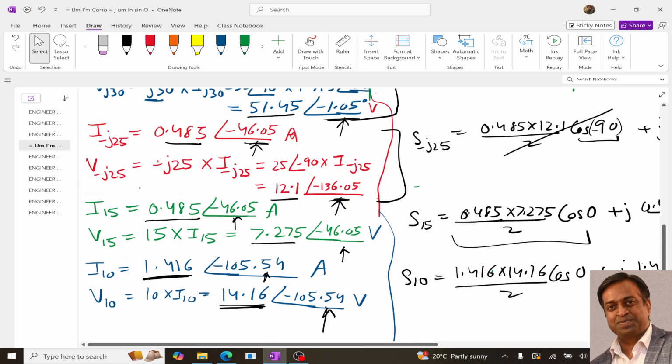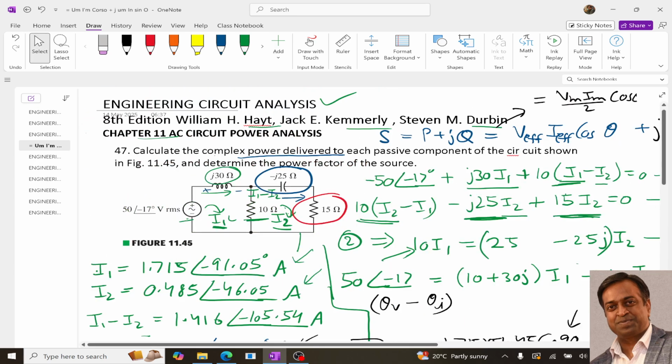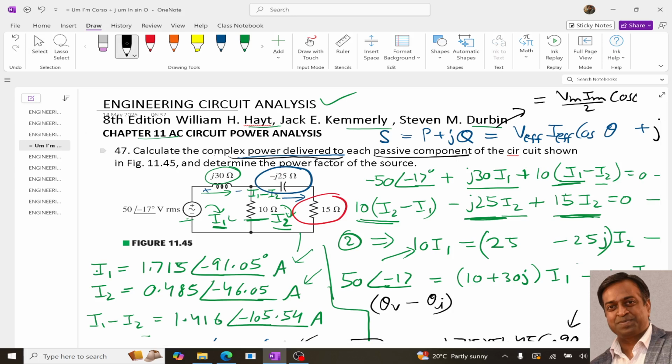Right, now coming back to the question. The question says that we need to determine the complex power delivered to each component. This we have calculated, and the next question is that we need to determine the power factor of the source. Now for the source, the current flowing through this is I1. So the current delivered by the source is I1. I1 is this, right?